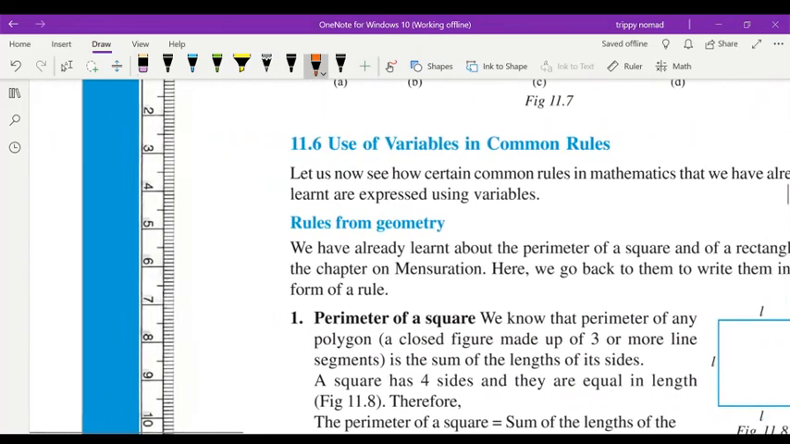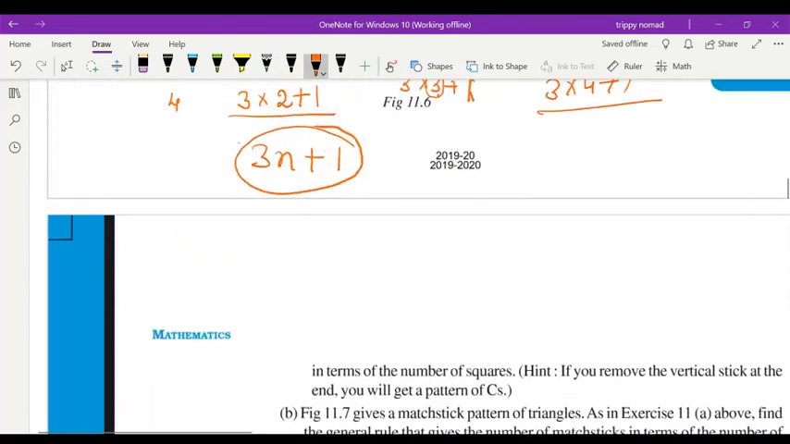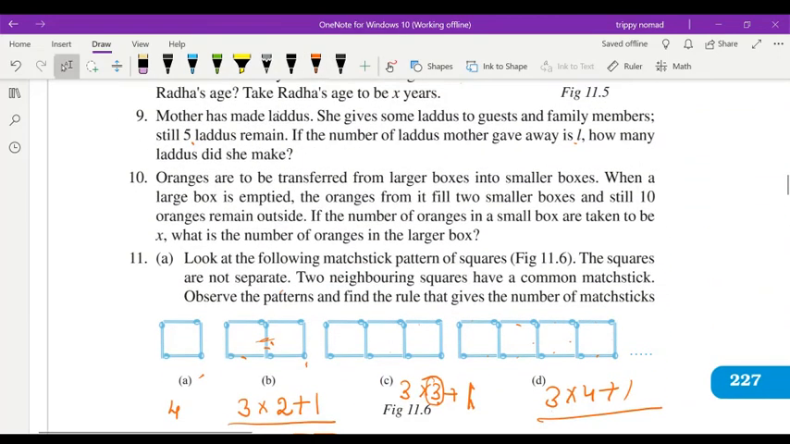Of the 11th question. I hope you understood. Okay, so you complete this exercise 11.1, children. Now in the next video we will start 11.2.